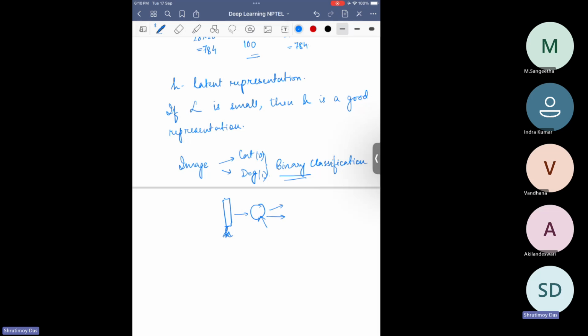So what type of activation function is useful when we have to make a decision on a two class classification problem? You can type in your answers in the chat or you can unmute and answer.